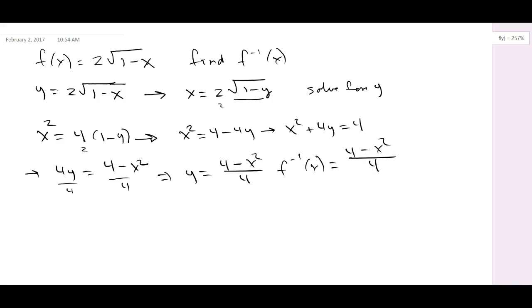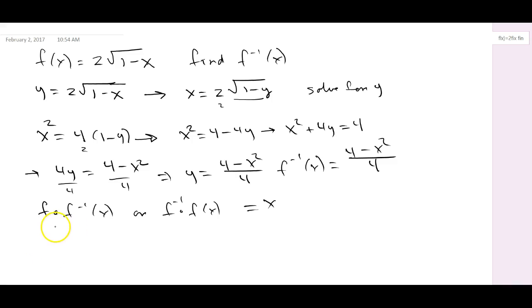That's our answer. Now we can actually verify it by finding the composite function f of f inverse of x, or f inverse of f of x. In both cases, they're going to equal x. So we know that if we do this properly, we will get x as our answer.